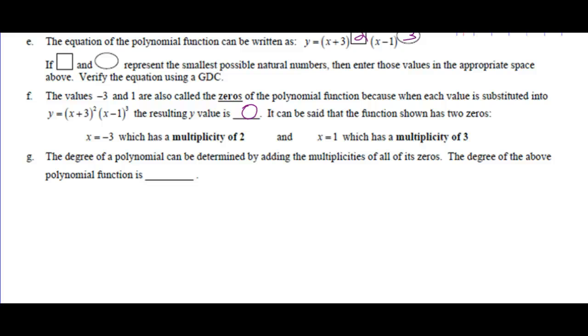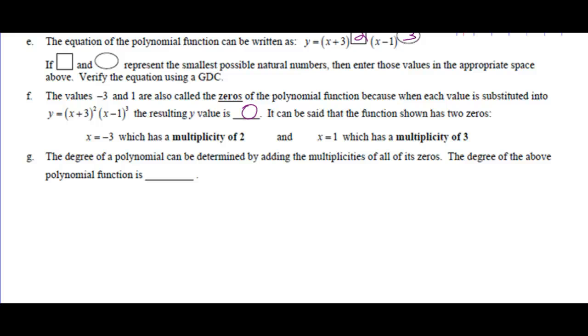We have x equal to -3, which has a multiplicity of 2. Multiplicity is simply the degree on that. So if I say multiplicity of 2, you say, oh, it's going to look like this. If I say multiplicity of 1, you're going to say, cut straight through. If I say multiplicity of 3, you're going to say, I've got a turning point. Got to draw that. And x equals 1, which has a multiplicity of 3.